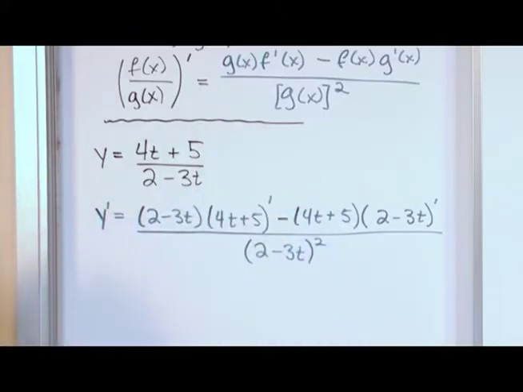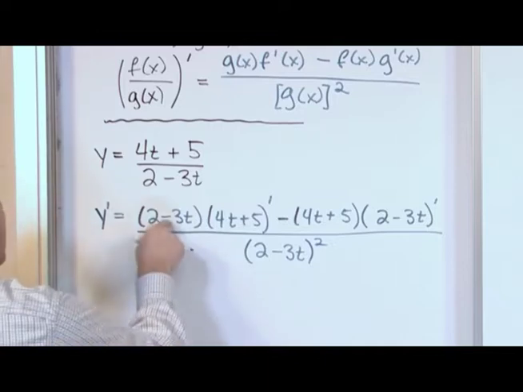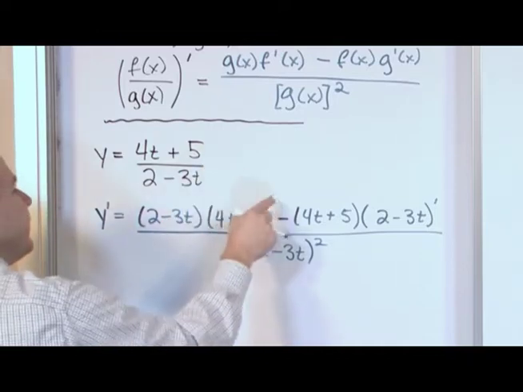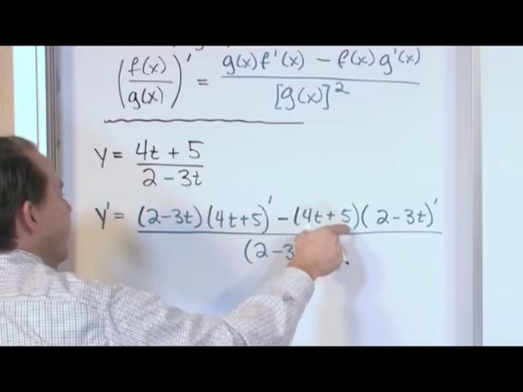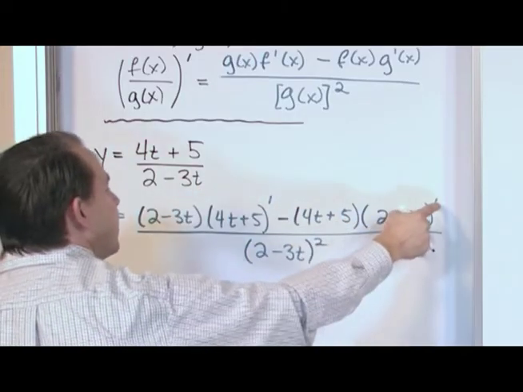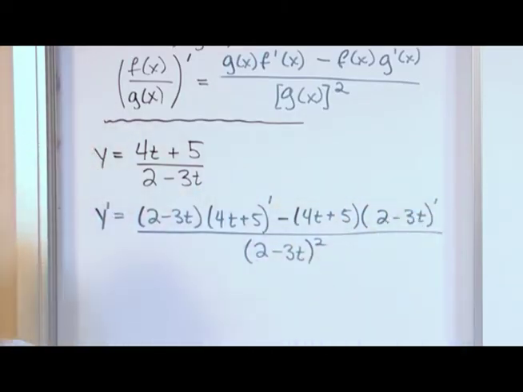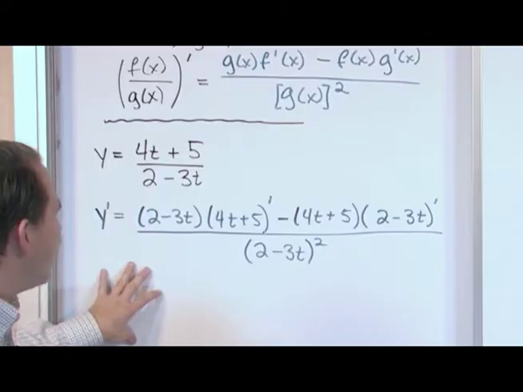So make sure you understand what I'm doing here, because after this it becomes pretty simple. It's the bottom function times the derivative of the top function, minus the top function times the derivative of the bottom function, over the bottom function squared. So there's two things I want to point out before you actually solve this. The first thing is what I just mentioned a minute ago; it bears repeating.